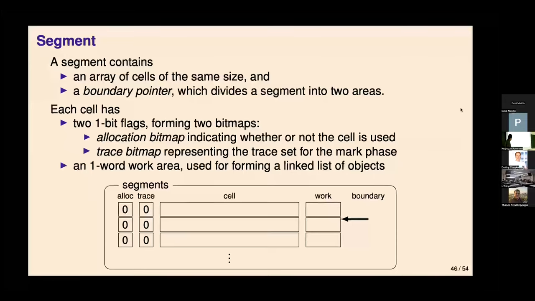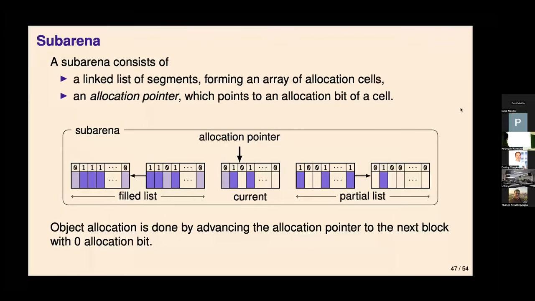A segment is a kind of array of blocks dedicated to heap objects. For each cell, there are two bit tracks and one buffer. And one segment has a boundary pointer to save a position, the allocation point. The arena forms an array of allocation blocks and has the allocation pointer, and allocation is done by advancing this pointer to the next free block whose allocation bit is zero. Zero bit is free, not used for any object.